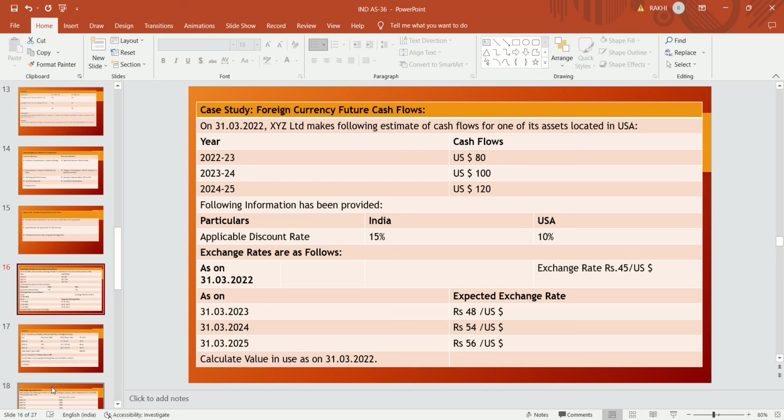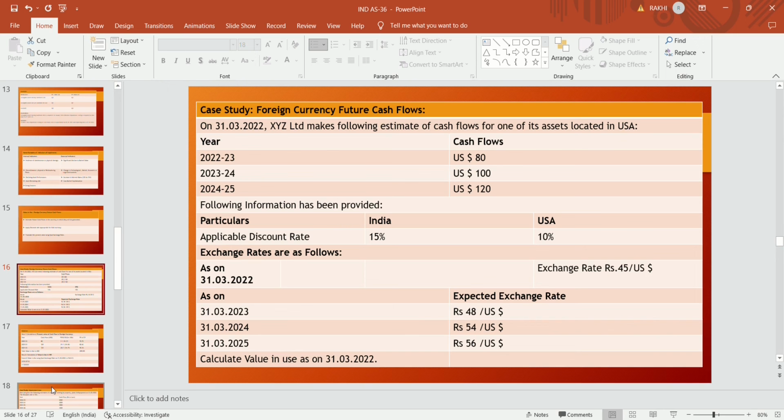XYZ Limited makes the following estimates of the cash flow from one of its assets which is located in USA, and the cash flow is generated from USA only. The company has estimated that in 2022-23 they will generate $80, in 2023-24 from the use of that asset they will generate a cash flow of $100, and in 2024-25 they will generate a cash flow of $120 from the usage of that asset which is located in USA.